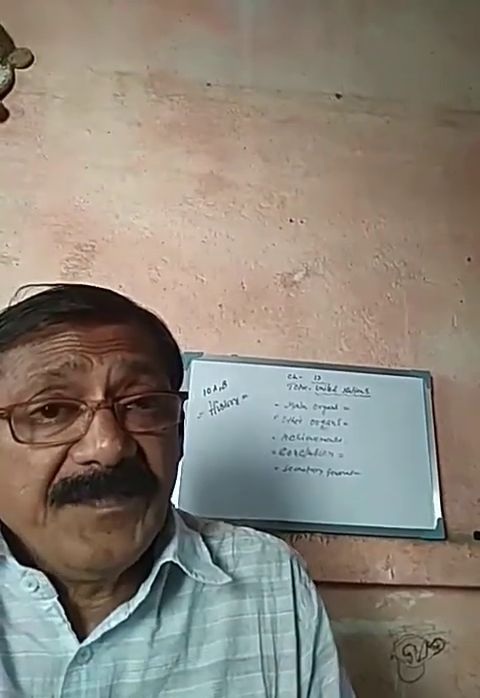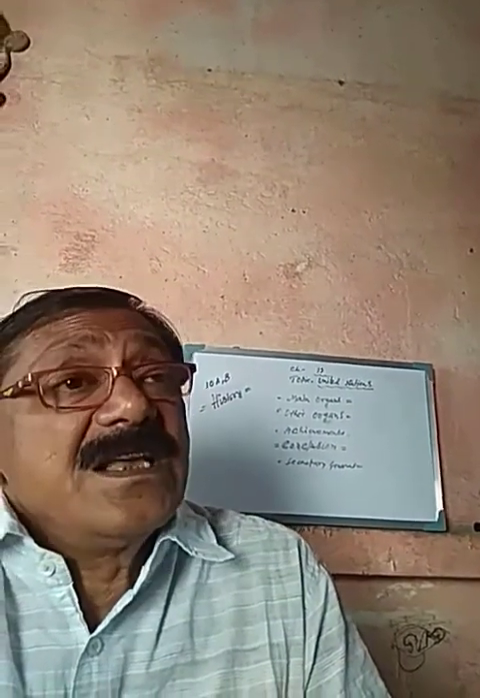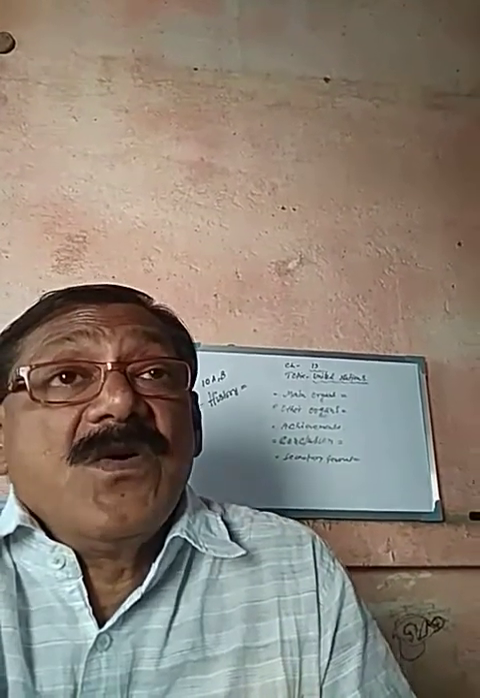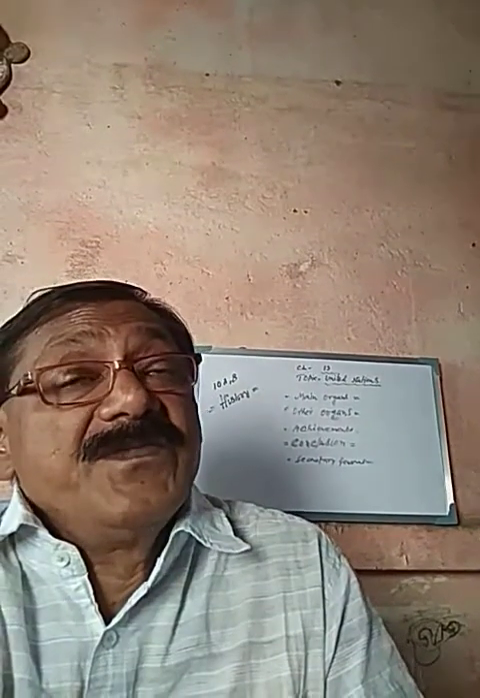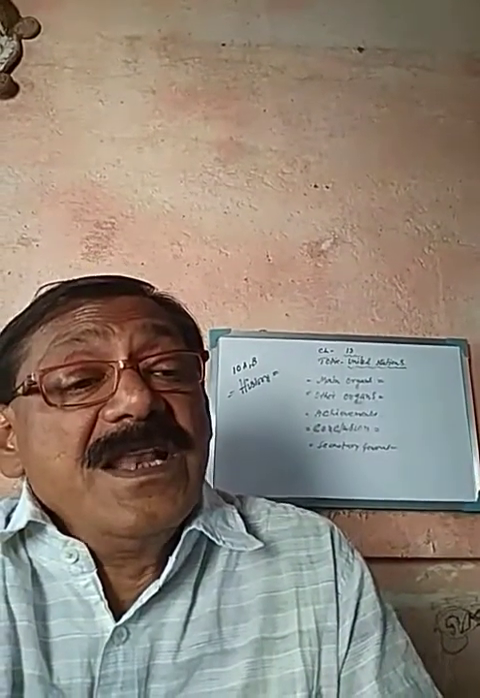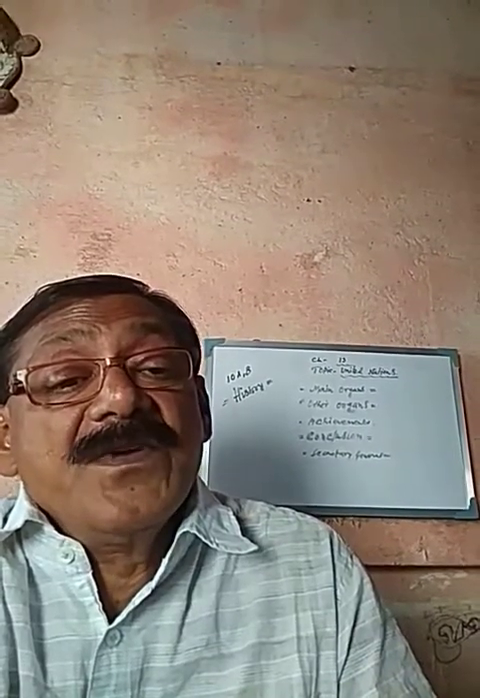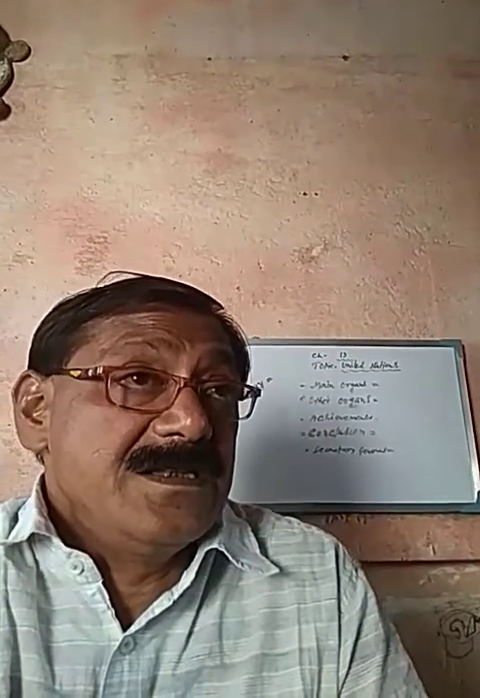And next one, the International Court of Justice. It is another principal judicial organ of the United Nations. It consists of 15 judges, elected by the General Assembly and the Security Council for a term of how many years? For a term of 9 years.